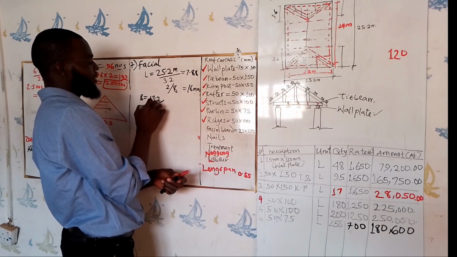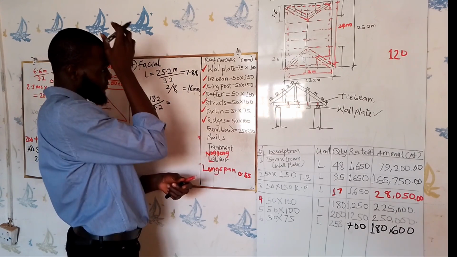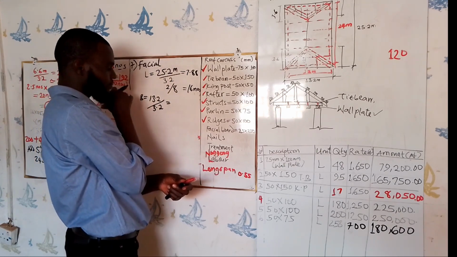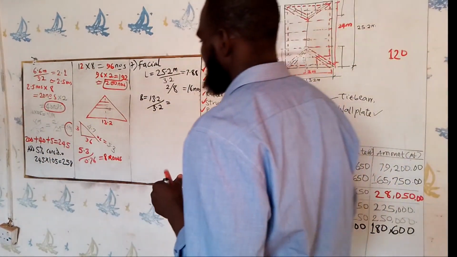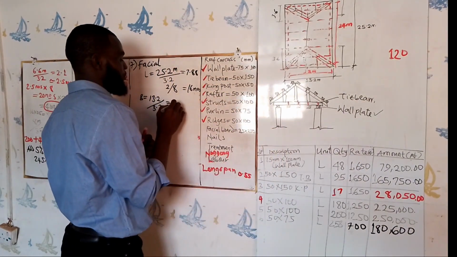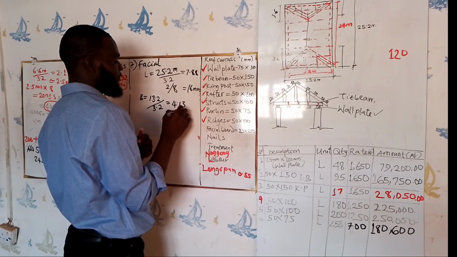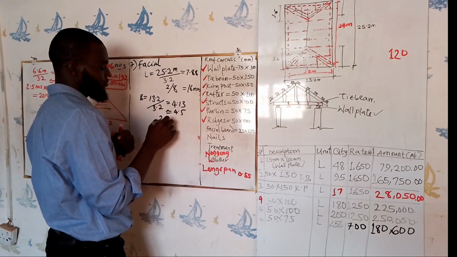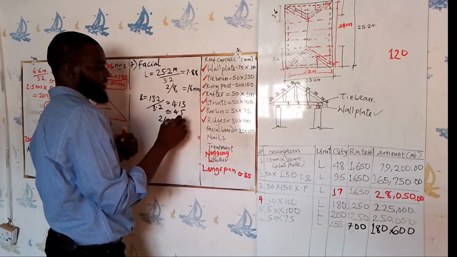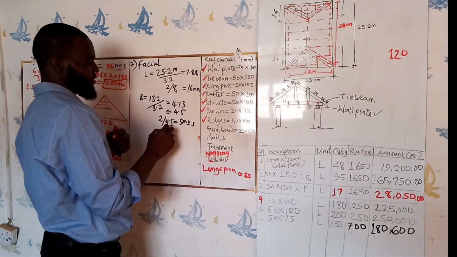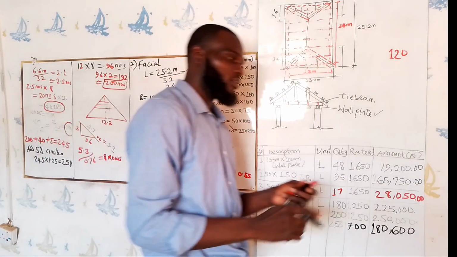Now the breadth: 13.2 divided by 3.2. 4.125. So we need 4.13, approximately 4.5 times 2. That gives us 9 numbers. 9 plus 16, that's 25. No waste, no additional.